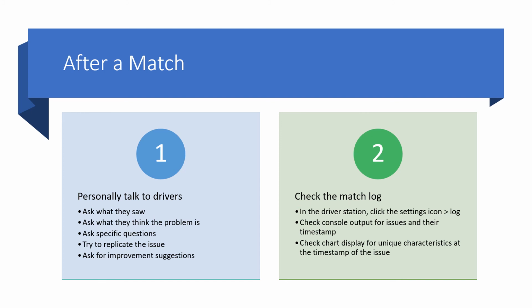Also check the display chart. This is like the graph of all the different colors of things for any unique characteristics once you have a general timestamp of where the error occurred.